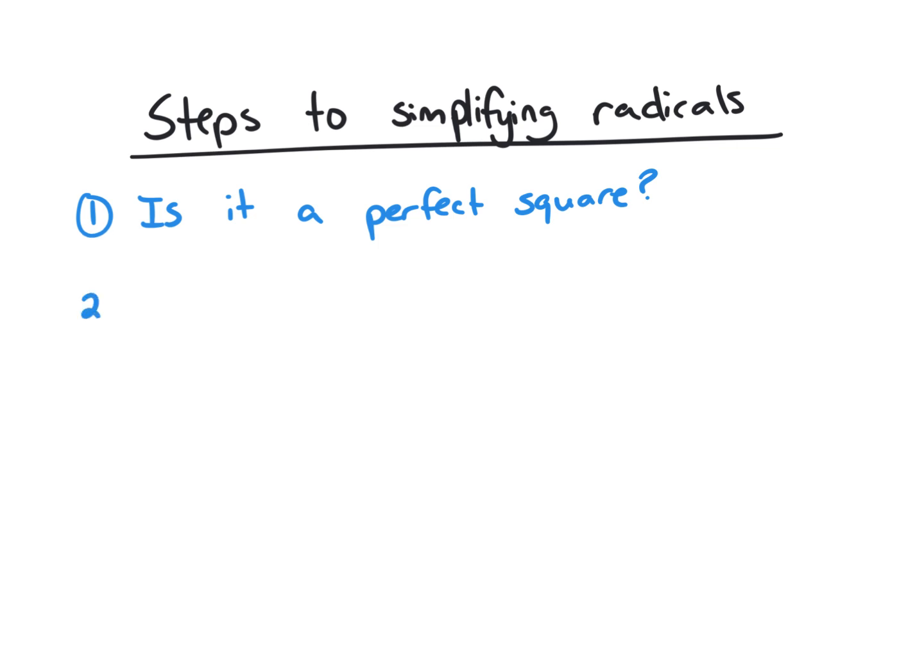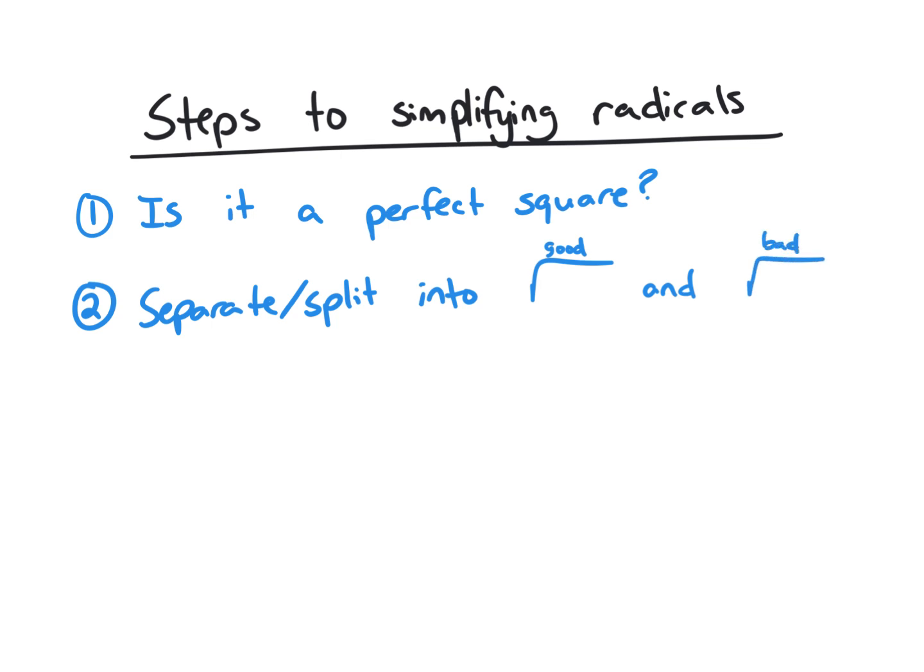If it's not a perfect square, step 2 is going to be to separate, or some of you are going to like to say split up, into the good and bad. Again, how do you know what goes in the good? The perfect squares. Yep. And then what did I call goes in the bad?